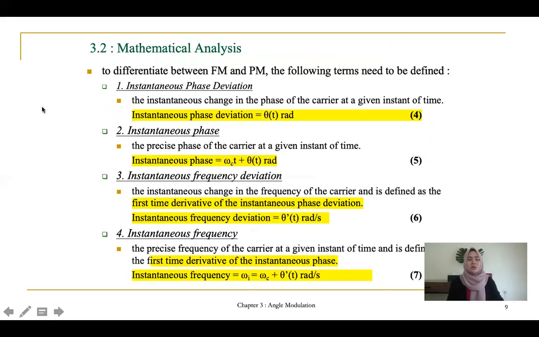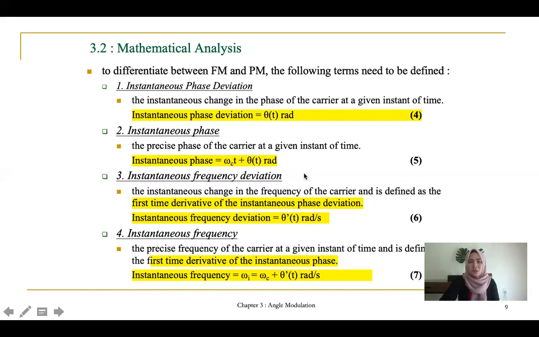To differentiate between frequency modulation and phase modulation, there are several terms that you need to be familiar with. The first one is instantaneous phase deviation. It is the instantaneous change in the phase of the carrier at a given instant of time, represented as delta theta t. The unit is radian. Then we have instantaneous phase, which is the precise phase of the carrier at a given instant of time. This is the precise phase, and this is the deviation. So instantaneous phase is omega c t plus delta theta t.